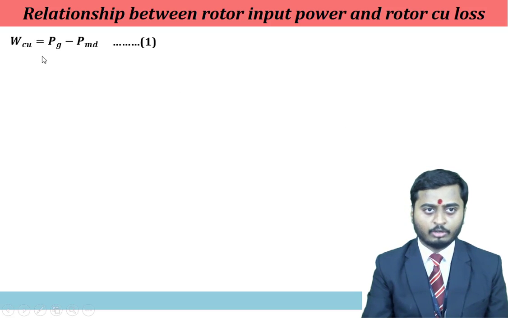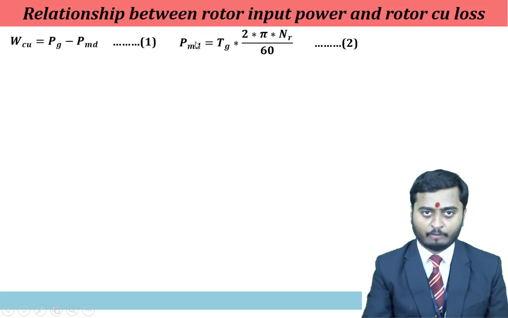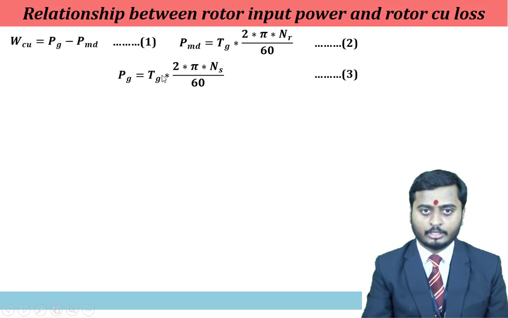Now we know that WCU equal to Pg minus PMD, that we derived from equation number 1. Now what to do? We know the formula for PMD. So it is Tg into 2 pi nr by 60. It is there in equation number 2. And we have equation number 3, that is Pg equal to Tg into 2 pi ns upon 60. Now just substitute equation number 2 and equation number 3 in equation number 1.